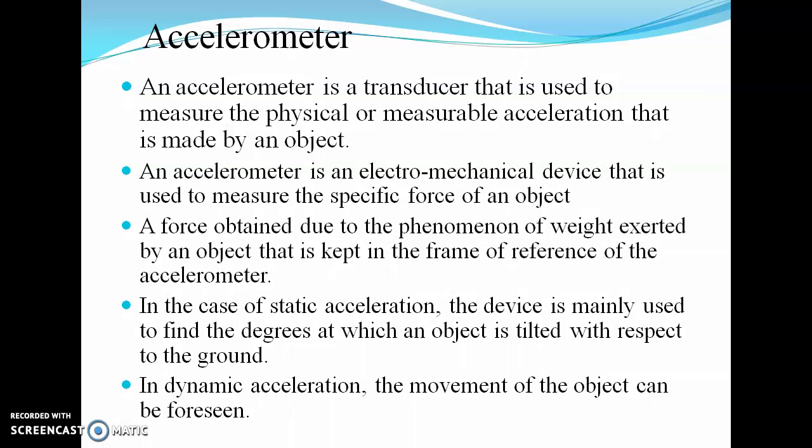Now, an accelerometer is a transducer that is used to measure the physical or measurable acceleration that is made by the object. What is acceleration? That is the rate of change of velocity with respect to time. Now an accelerometer is an electromechanical device that is used to measure the specific force of an object.